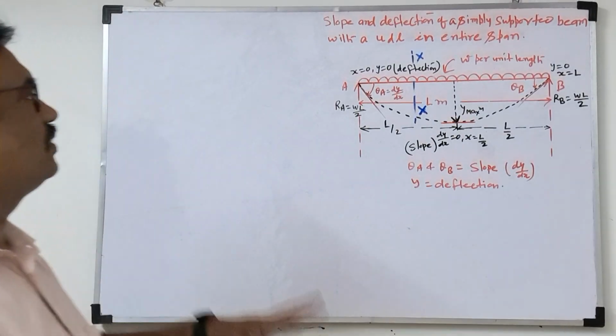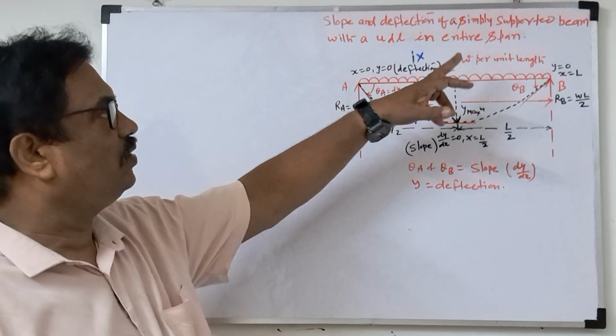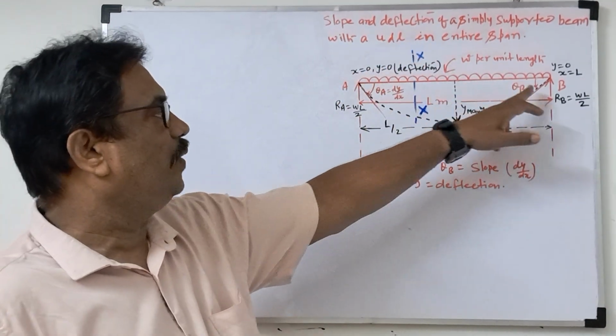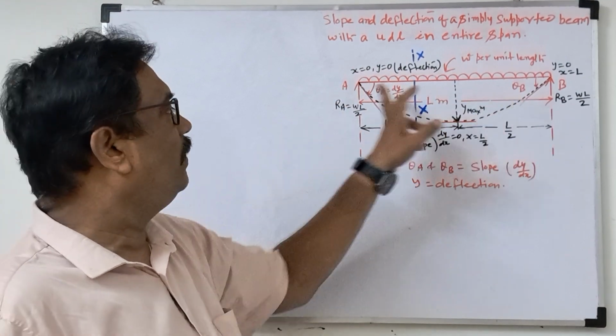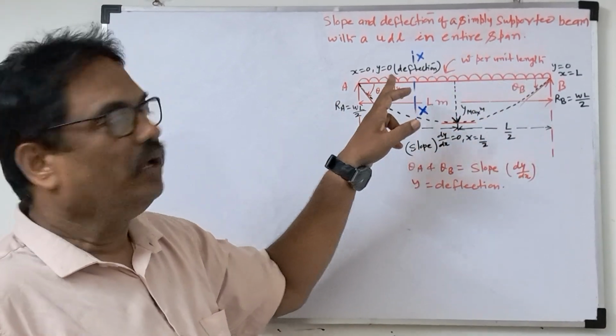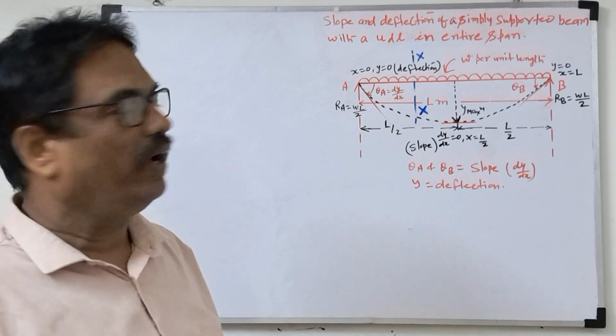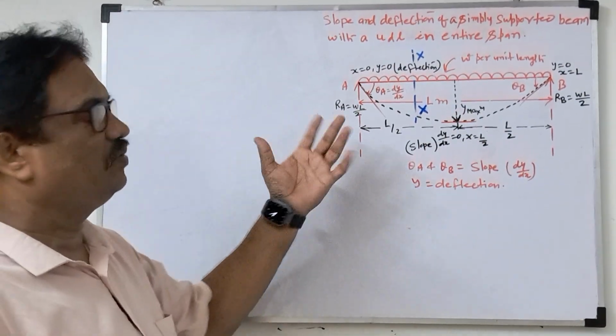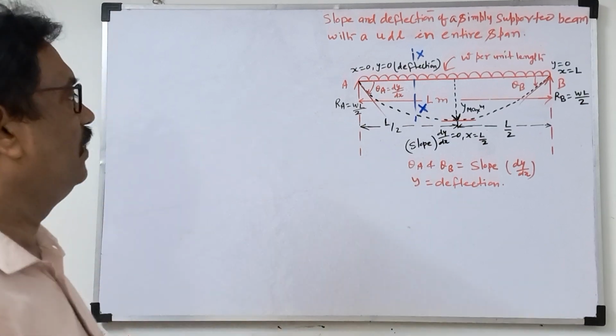Today I am going to discuss slope and deflections of a simply supported beam with a UDL in the entire span. That means A to B is the beam, and on the entire beam we have a UDL. So we have to derive the slope and the deflection, that is, the maximum slope and maximum deflection.